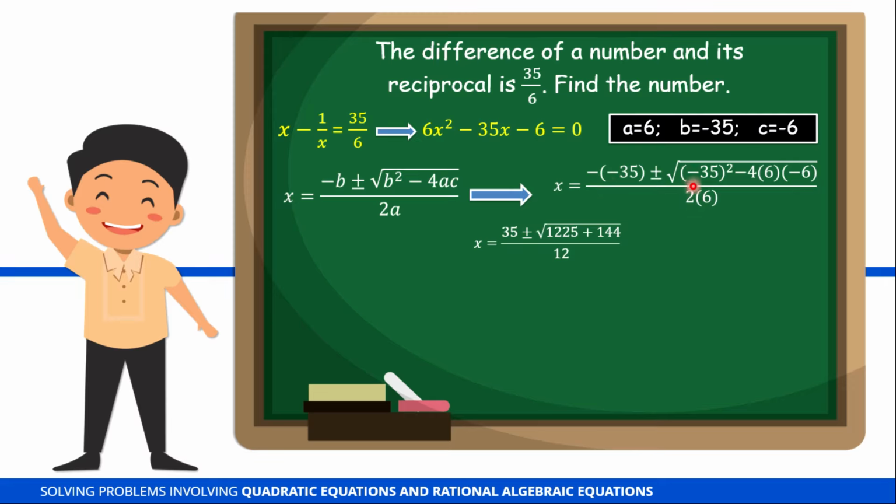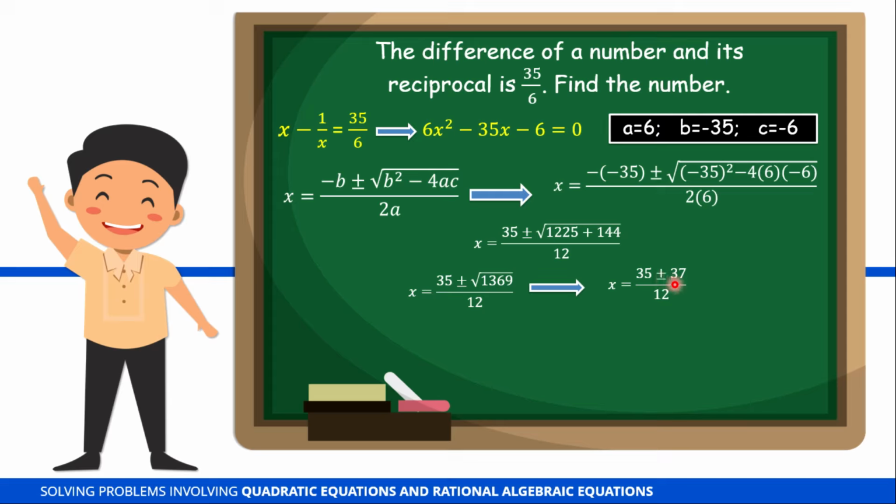Positive negative square root of negative 35 squared, that is 1,225. And then 4 times 6 times negative 6, we have negative 144. Times the negative sign here, magkakaroon tayo ng positive 144. 1,225 plus 144, that is 1,369. Okay? Now let's get the square root of 1,369. The square root of 1,369 is 37. X is equal to 35, positive negative 37 all over 12.